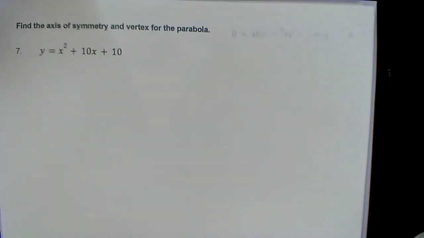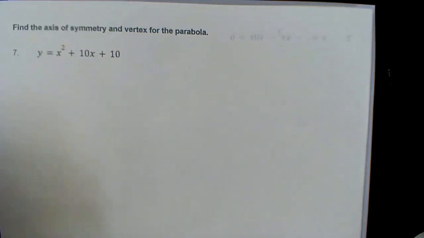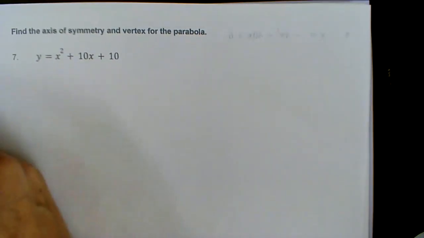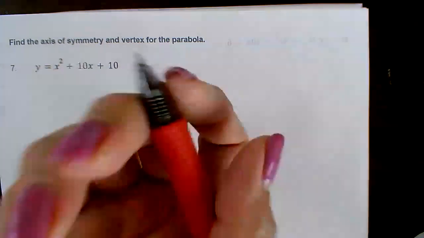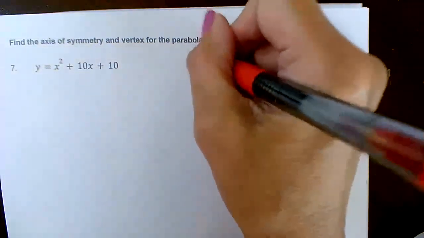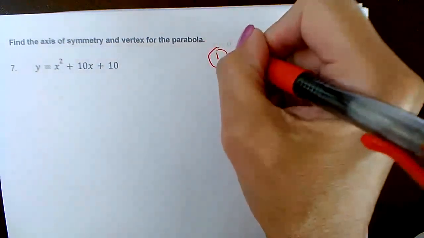7. 7 says find the axis of symmetry and vertex for the parabola. So in order to do that, we need to complete the square. That's the first thing that we need to do.